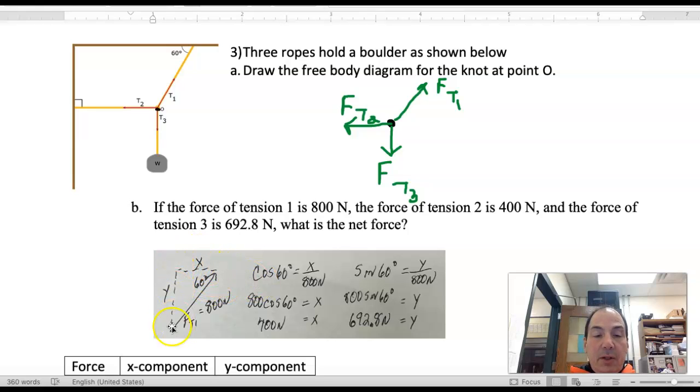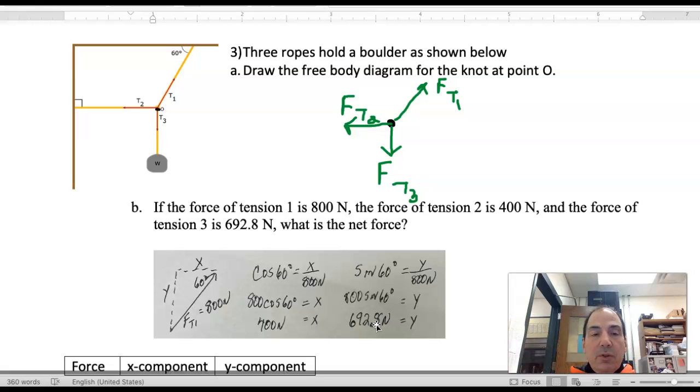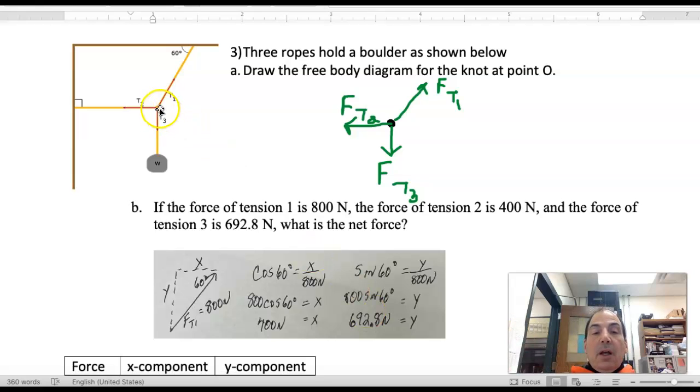So I drew my triangle here and said, all right, we have my x, I have my y. Cosine of 60 equals x over 800. 800 cosine of 60 equals x. X is 400 newtons. Then I find the y component. That's the opposite side, so I use sine again. Sine of 60 is y over 800. 800 times the sine of 60 is y. Y equals 693 newtons. I don't know why I didn't round off here. I usually do. So now I have my forces.